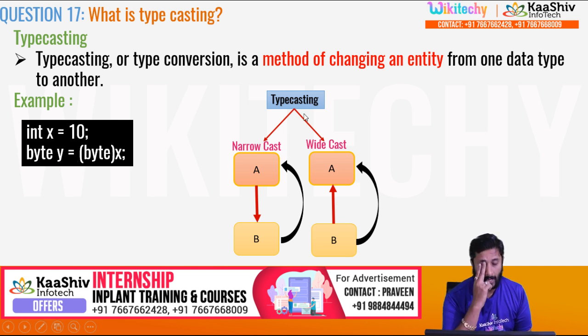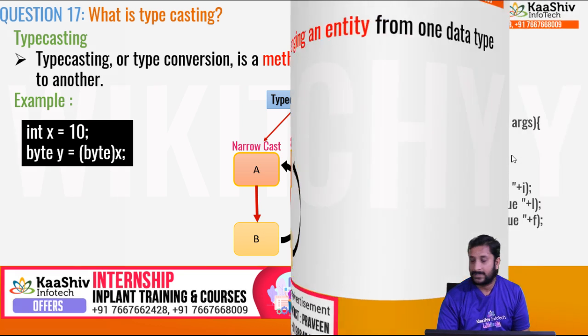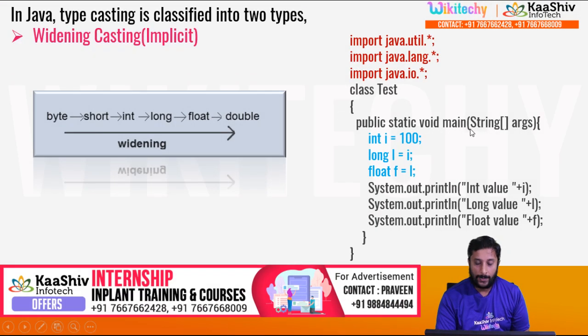Typecasting is of two types. Converting into a particular data type is of two types. One is implicit, the other one is explicit. Implicit in the sense I got i equal to 100, long l equal to i. So automatically the integer is going to be placed in this long, and I got the i variable, I can place it in float. This is called implicit.